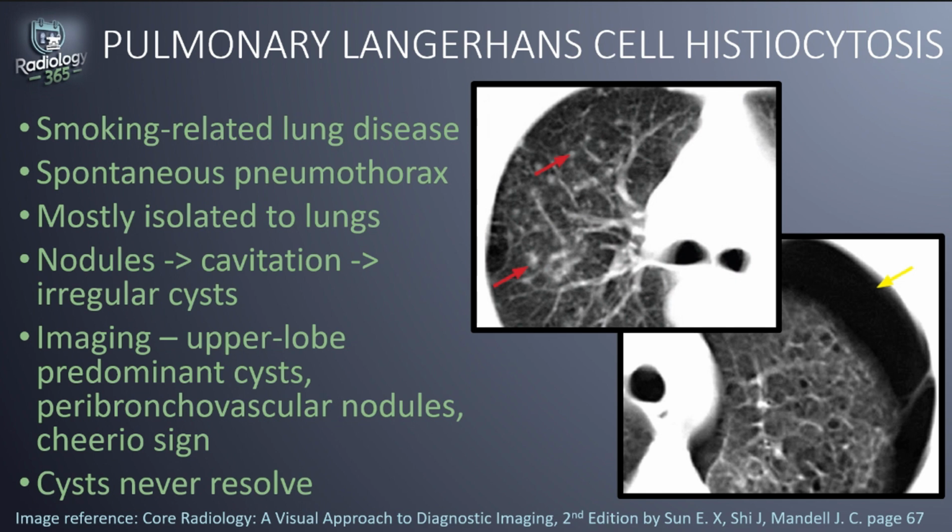Pulmonary Langerhans cell histiocytosis may present as a spontaneous pneumothorax, and the disease in adults is most often isolated to the lungs. However, you may have lucent bone lesions, diabetes insipidus from inflammation of the pituitary stalk, that's hypophysitis, and even skin involvement can occasionally be seen.